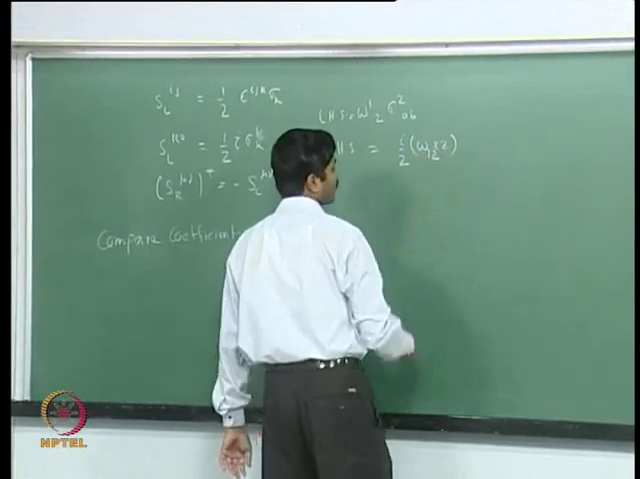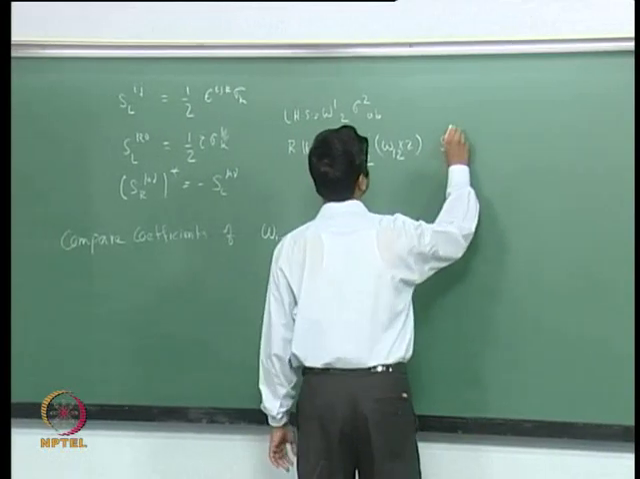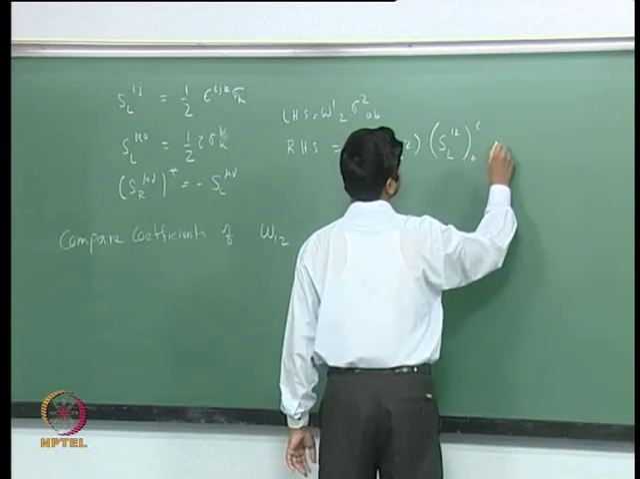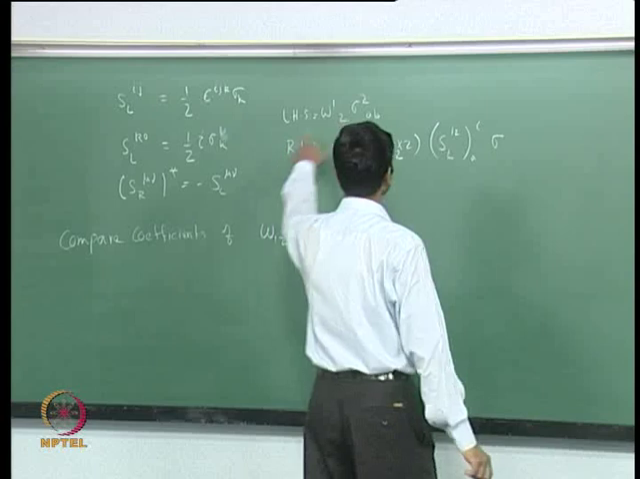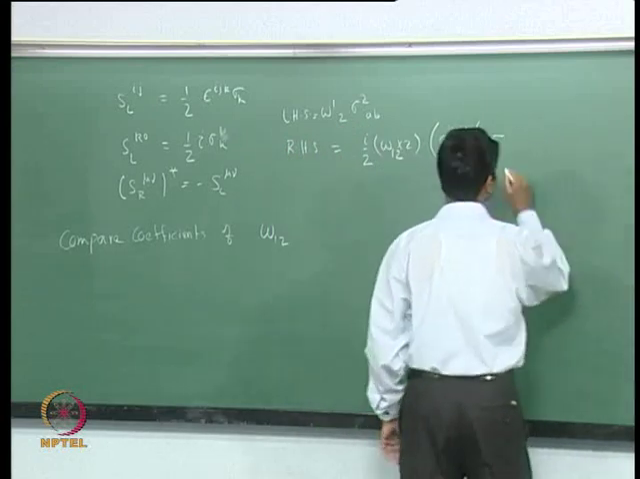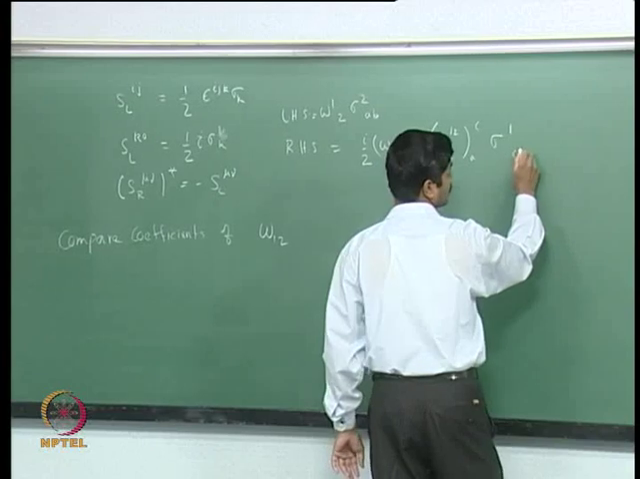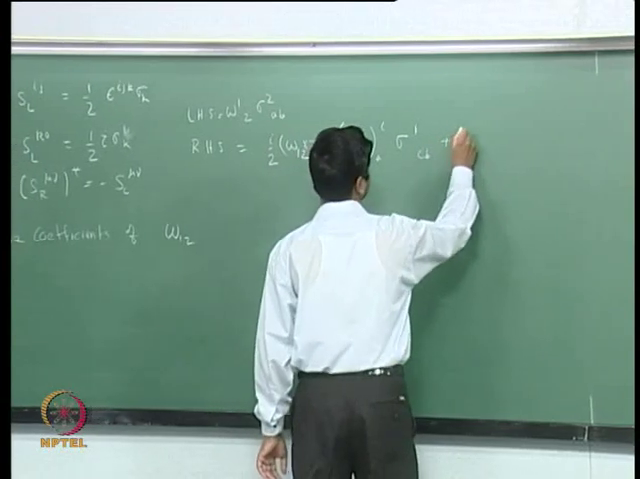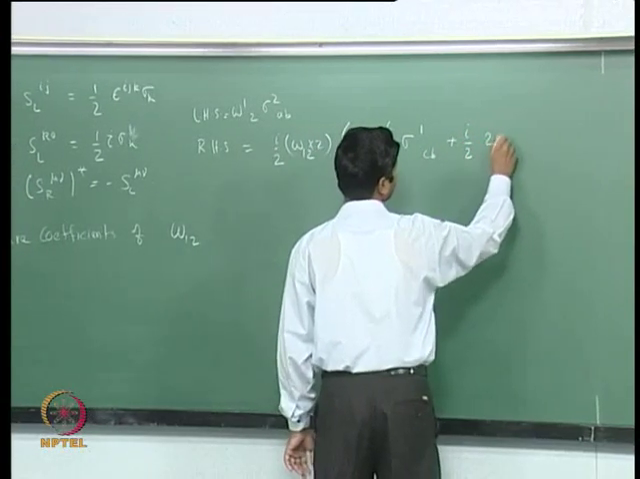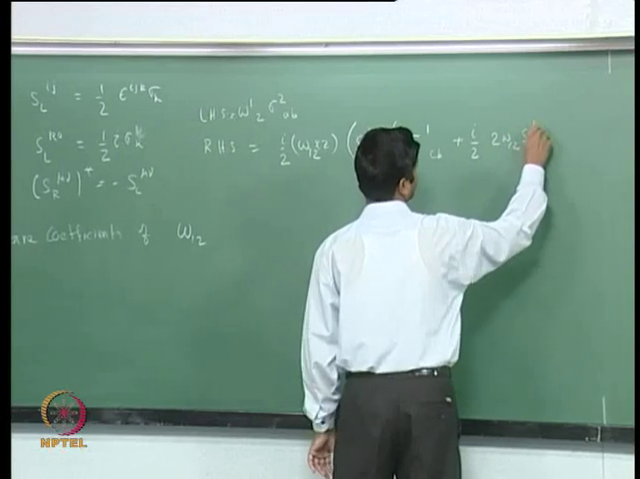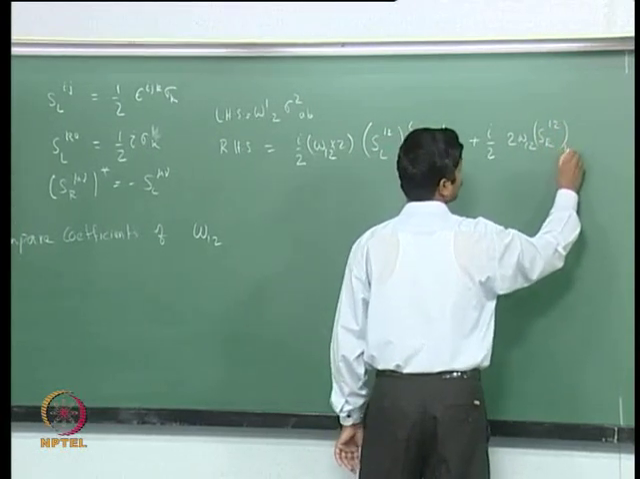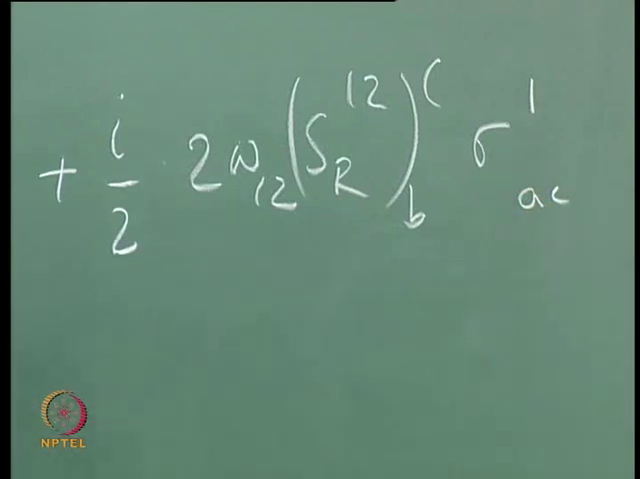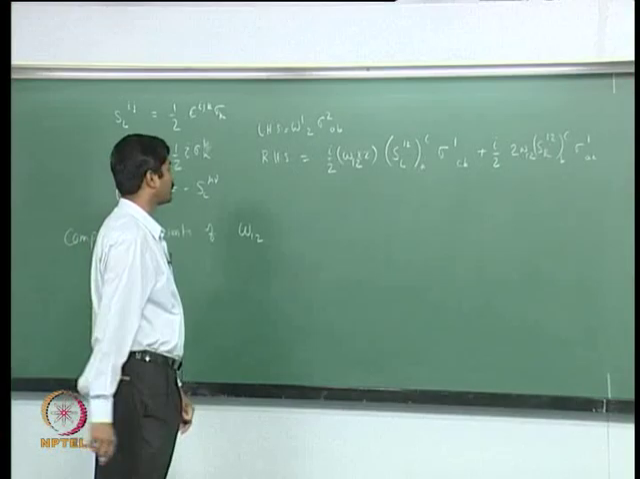So, omega 1 2 times 2 SL 1 2 of AC sigma rho equal to 1, that is what we have taken here, sigma 1 of CB, and then you have plus I over 2 and again twice omega 1 2 SR 1 2 of BC sigma 1 AC. All right, that is absolutely straightforward.